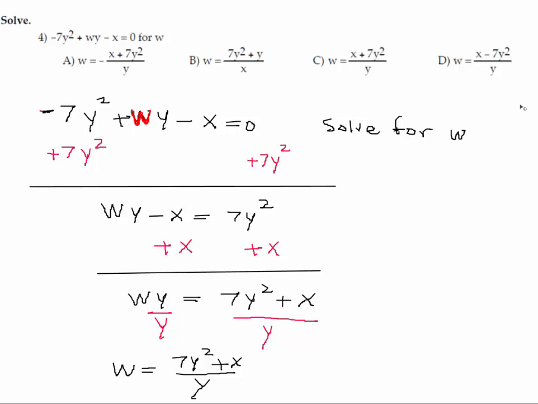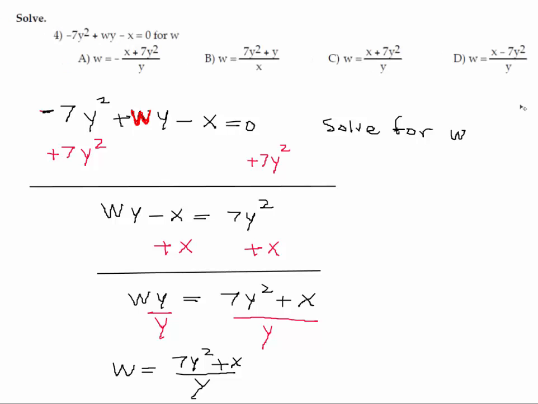A, B, C, or D? What's that? B? Well, no. B has x at the bottom of the fraction. Oh, I'm sorry, you're right. A? No, A has a minus in front of it.